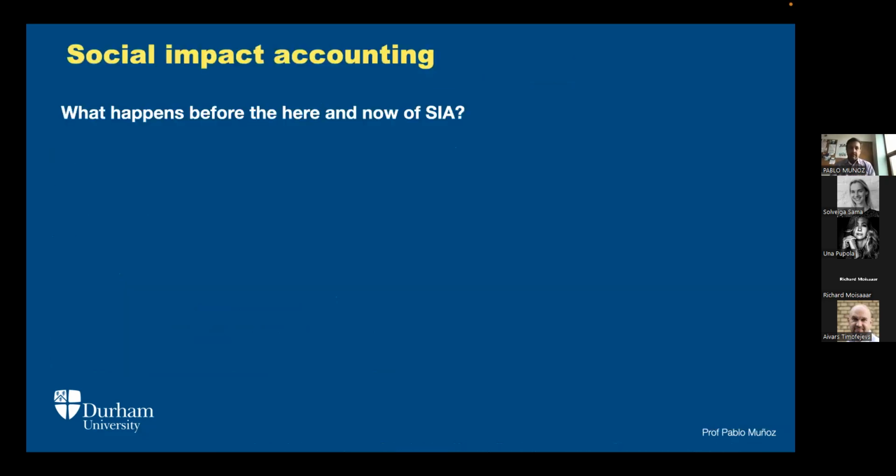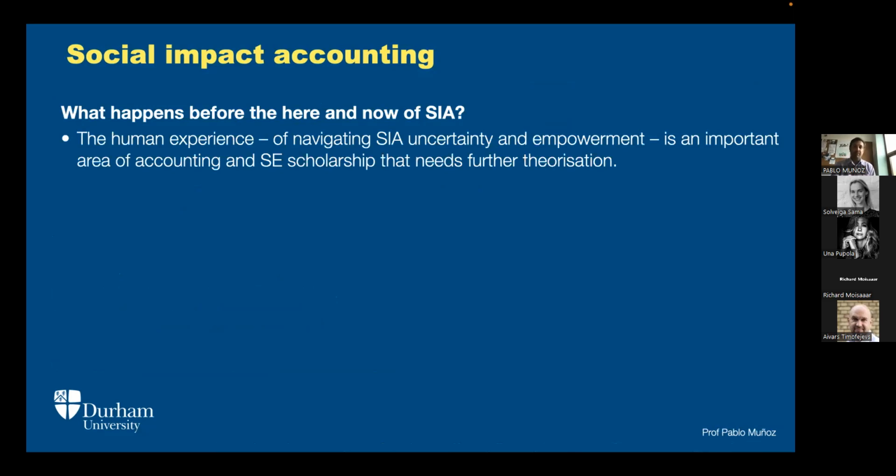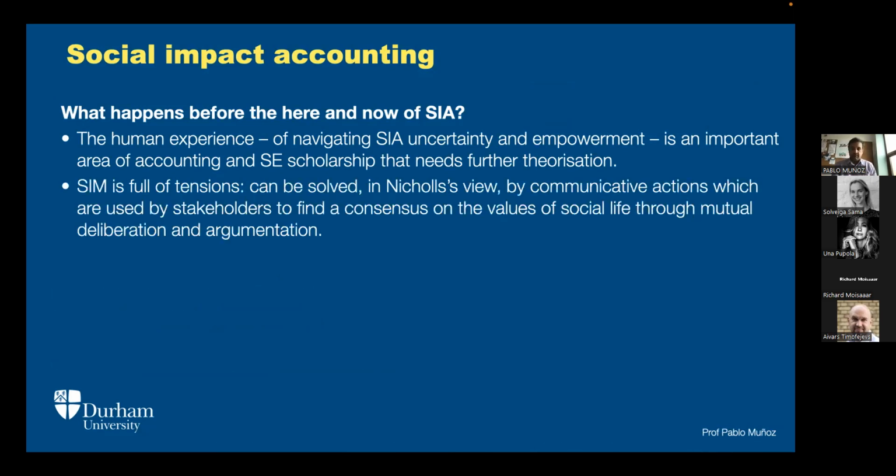So we say, well, okay, that's fine. But this is based on social return on investment, a tool that already exists, fairly mature, fairly used, well developed. And we wondered, what happens before that, here and now, as presented by social impact accounting theory? What happens with that human experience, where social entrepreneurs specifically are navigating the uncertainty of the data and the empowerment that comes with it? That's clearly a very interesting area of research, and it needs further theorization.